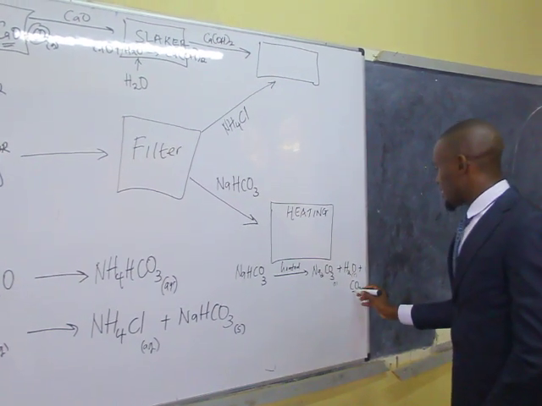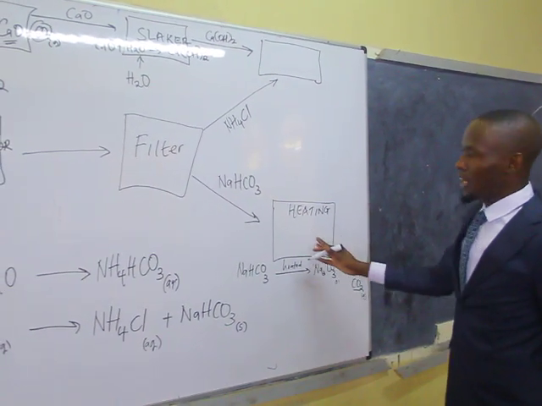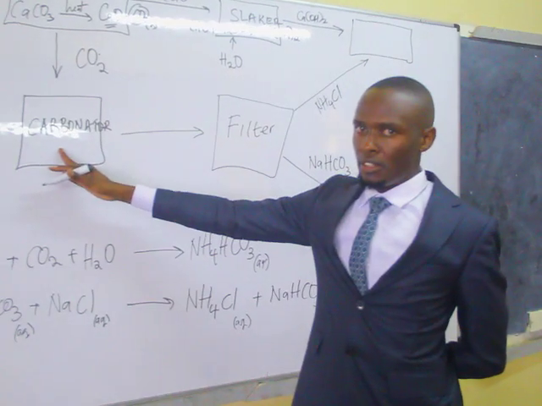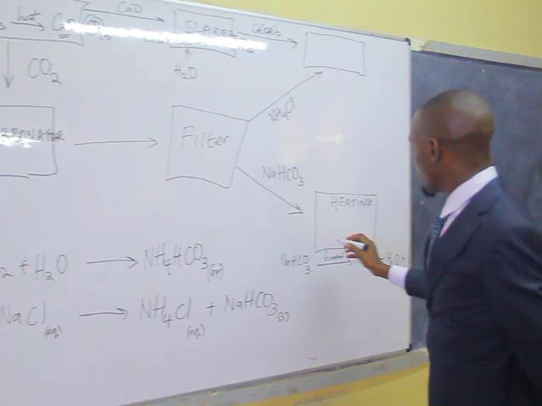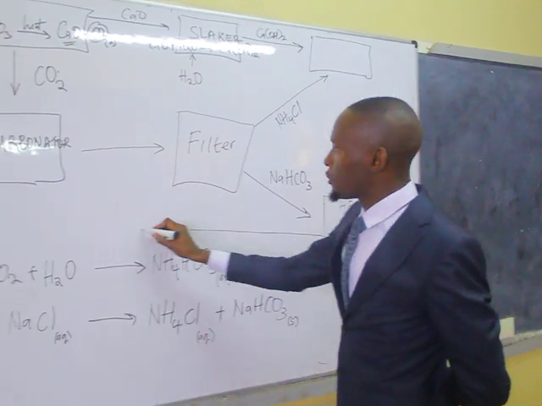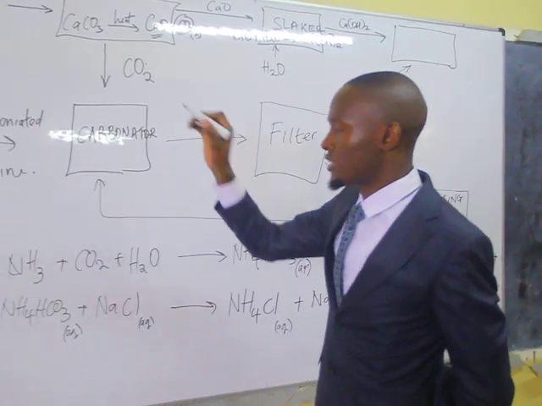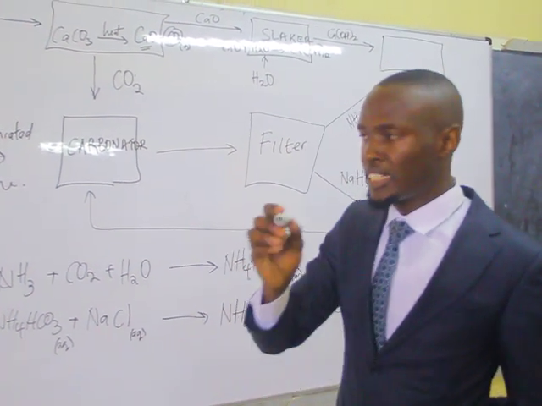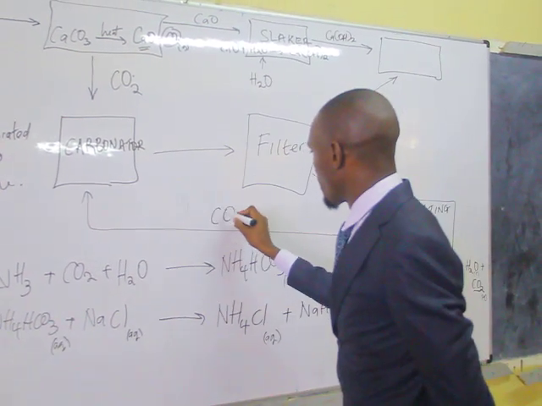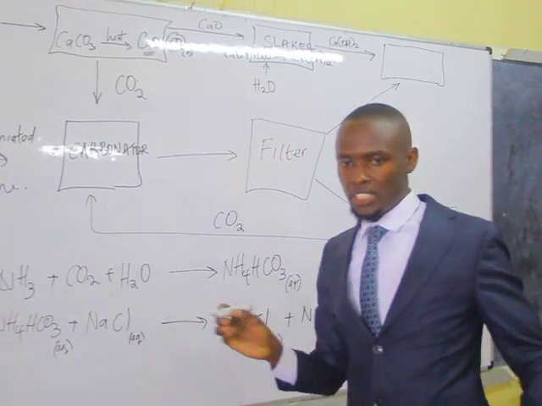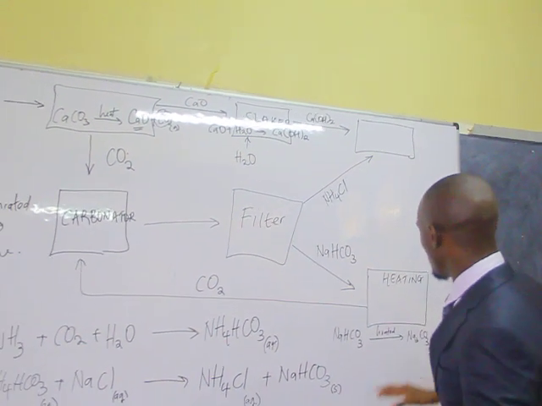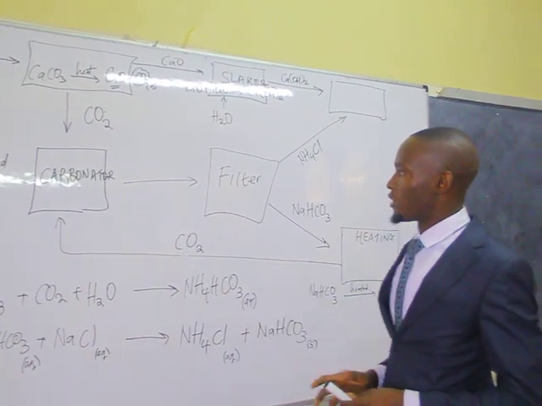This carbon 4 oxide obtained in this chamber is required in the carbonator. So what we are going to do here is recycle it. Carbon 4 oxide is not released into the environment, but it is recycled. In questions we will be asked, name the gas that is recycled in the Solvay process. That gas is carbon 4 oxide.